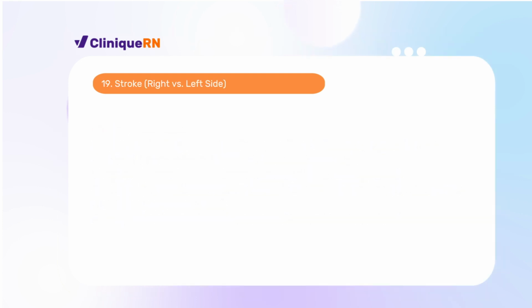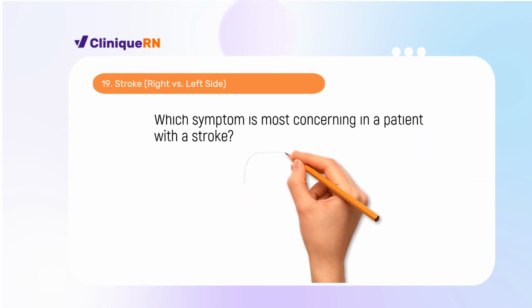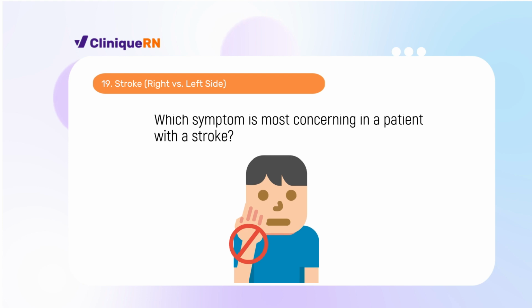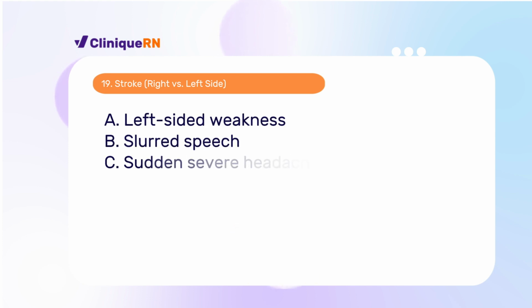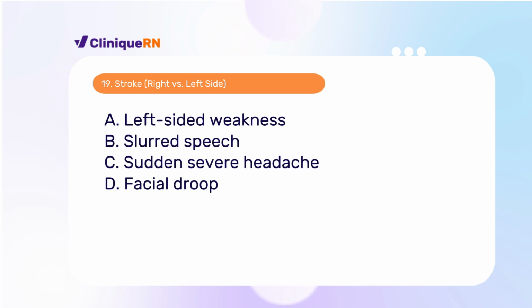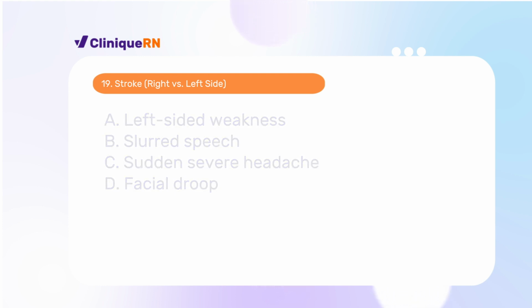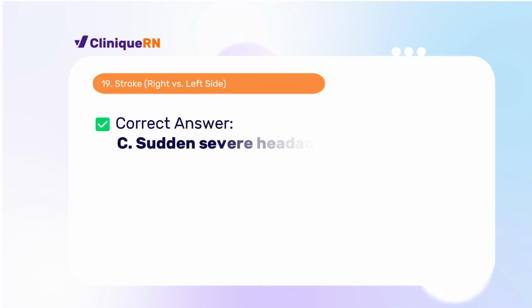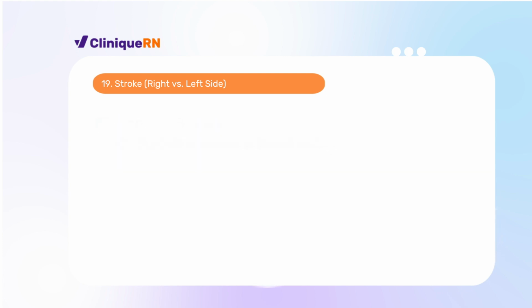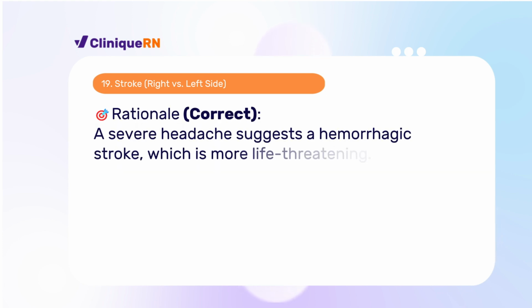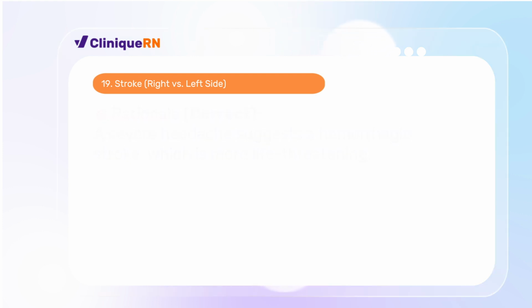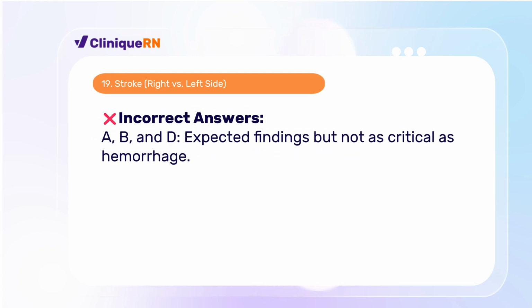19. Stroke, right versus left side. Question: which symptom is most concerning in a patient with a stroke? A. Left-sided weakness. B. Slurred speech. C. Sudden severe headache. D. Facial droop. Correct answer: C. Sudden severe headache. Rationale, correct: a severe headache suggests a hemorrhagic stroke, which is more life-threatening. Incorrect: A, B, and D are expected findings, but not as critical as hemorrhage.